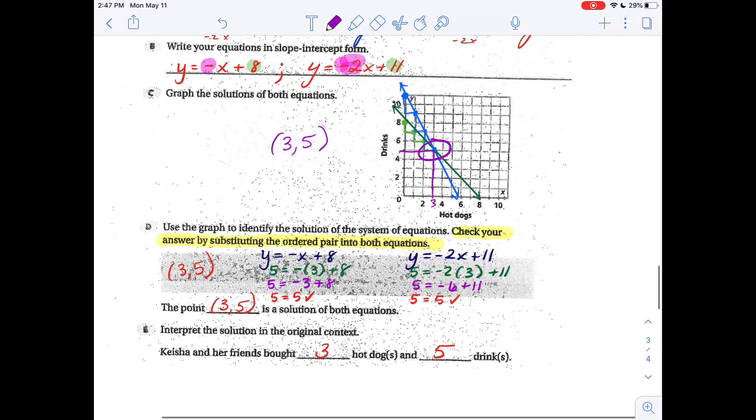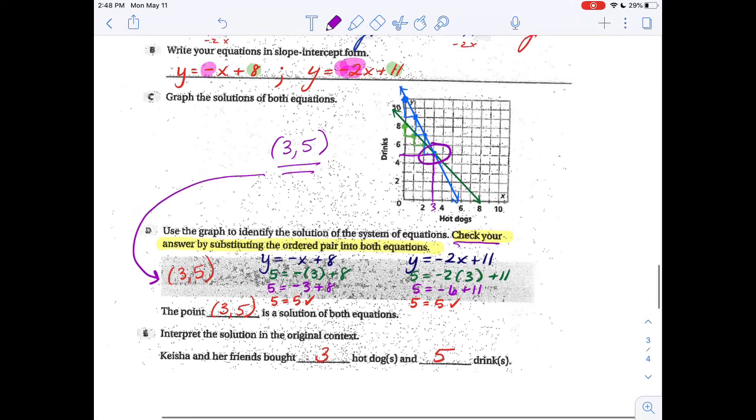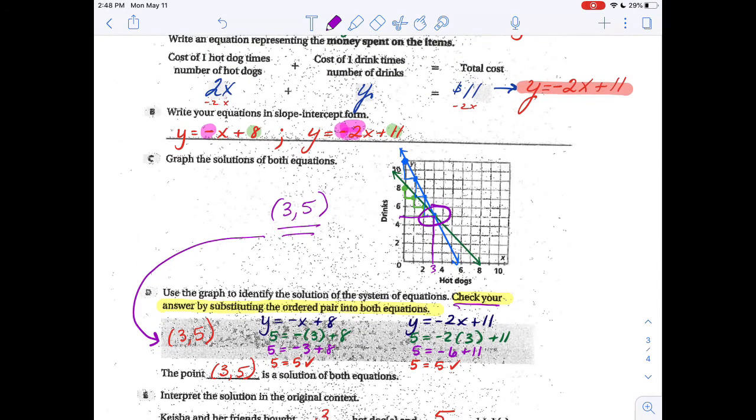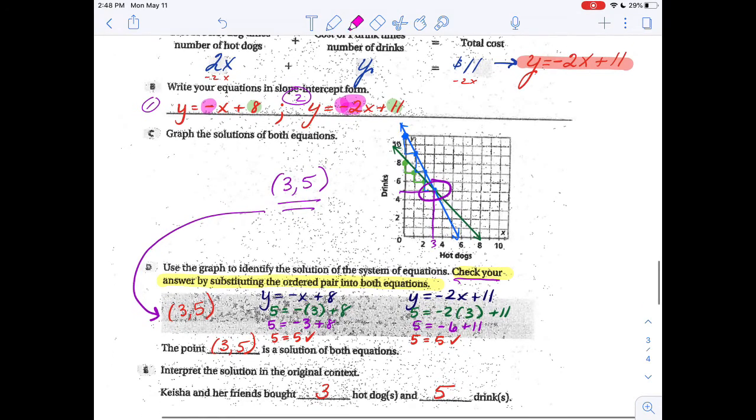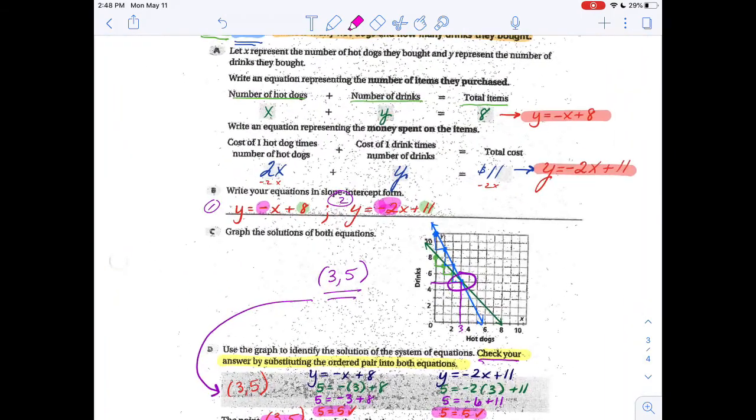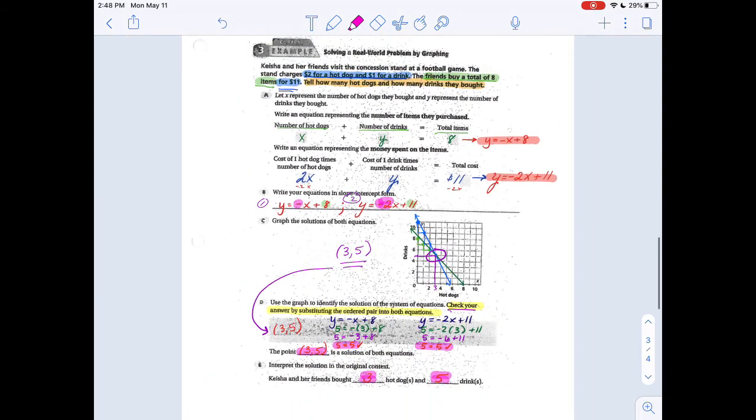If I ask you to check your work, you're going to take that solution you just got and you're going to substitute that x and y into both the equations that we got up here on the top. Those two equations, put it in. If you get a true statement on both of them, then you know that is the solution. And again, we made our hot dogs X and our drinks Y. So that's how it looks when I have it in a word problem.